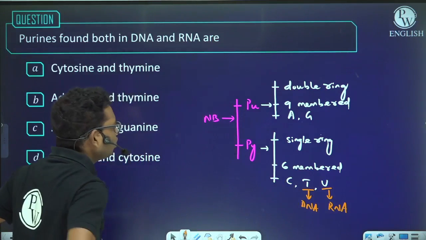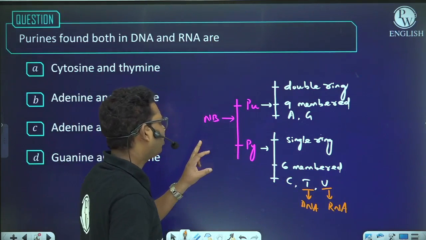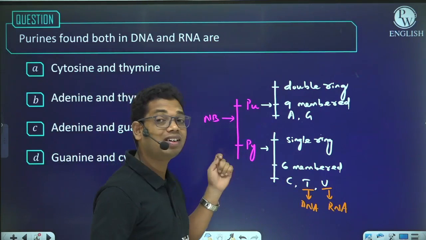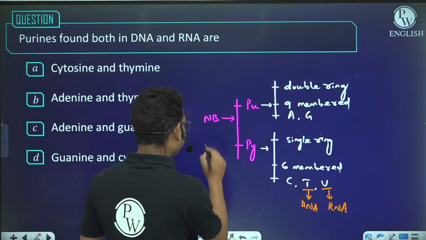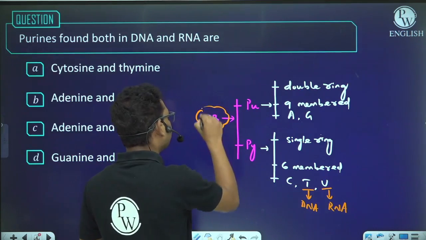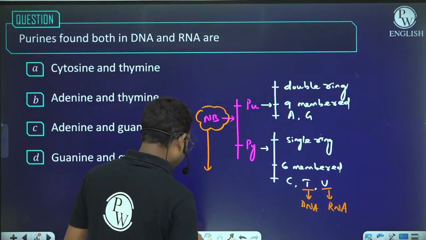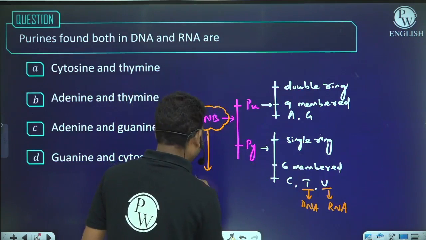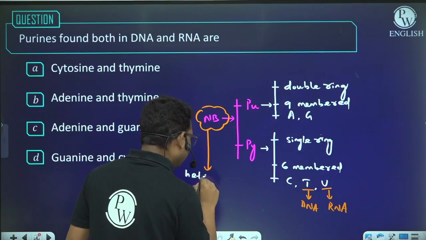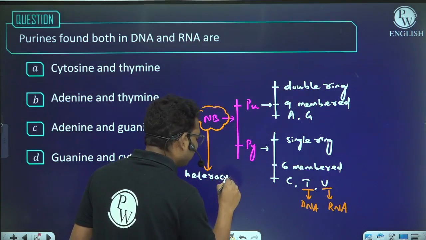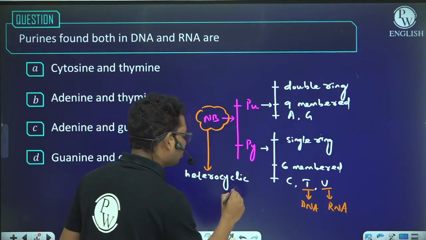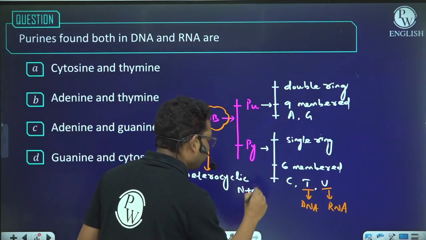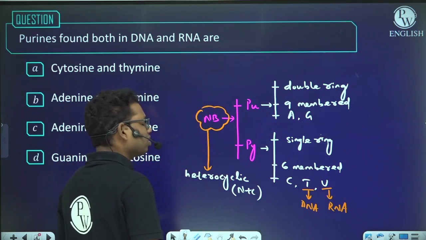See, so this is nitrogenous base, and remember, whether the nitrogenous base is purine or pyrimidine, it is always going to be heterocyclic. So I will write over here that this nitrogenous base is heterocyclic. Why is it heterocyclic? Because the cyclic compound consists of both carbon and nitrogen in its ring, that is why this is heterocyclic.